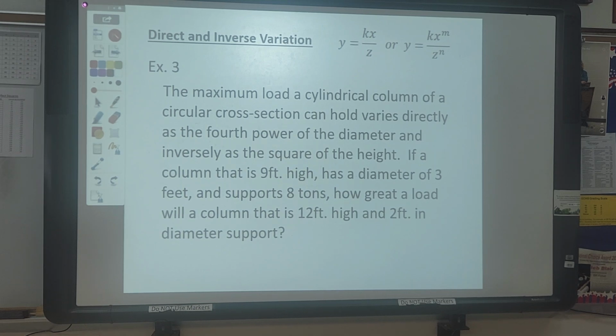So this is a continuation of section 3.5. This is example number 3. In this problem, it is talking about how you can have both direct and inverse variation in a problem at the same time.